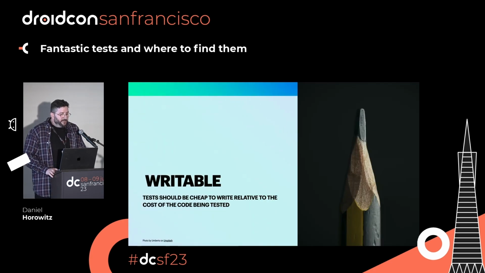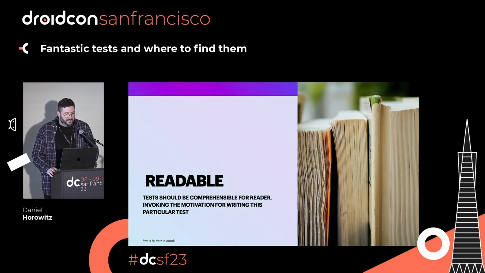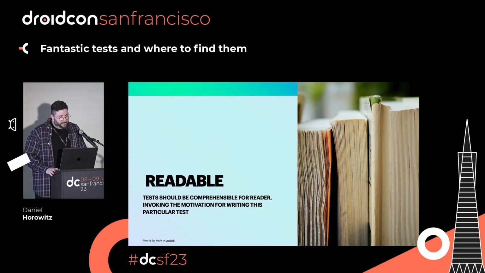One of the properties from Test Desiderata is that tests should be writable. This is self-explanatory: they should be cheap to write. They should be readable as well, so comprehensible to the reader of the test. And while you are reading, you should think about the motivation of that test, right? If it is readable, you will know why this test is there.